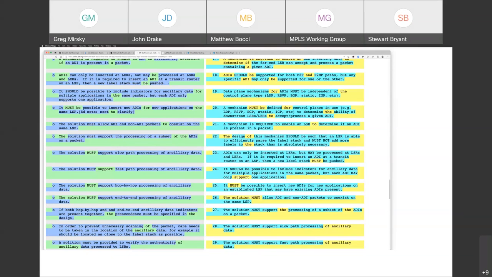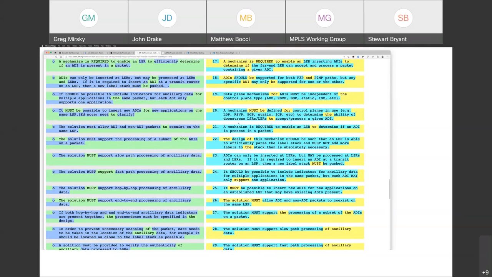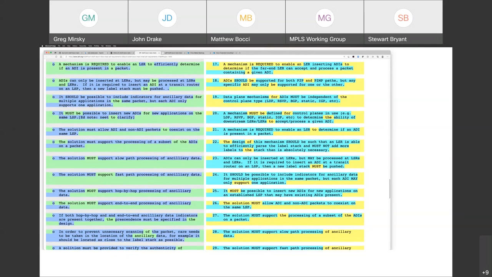Should we be silent on this? Yeah, I did sound as much as I can, but I'm finding it a strong requirement by saying maybe it's not necessary, because we already say all this stuff about the mechanisms required to enable LERs, inserting APIs, to determine the far end. So it's really just the same. I think we're just saying the same thing twice. Yeah. Honestly, we could probably just remove number 20.